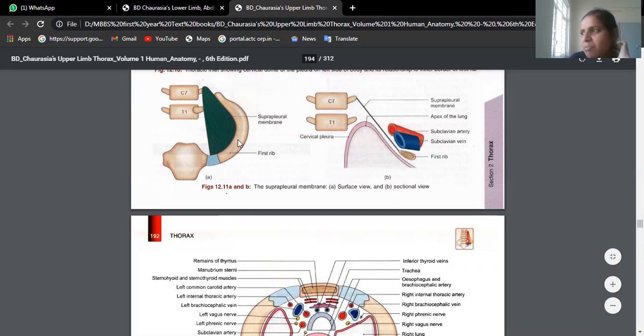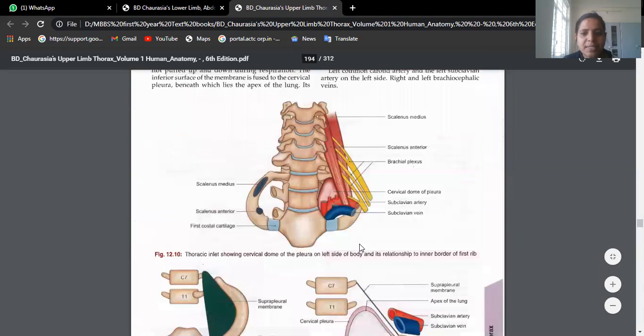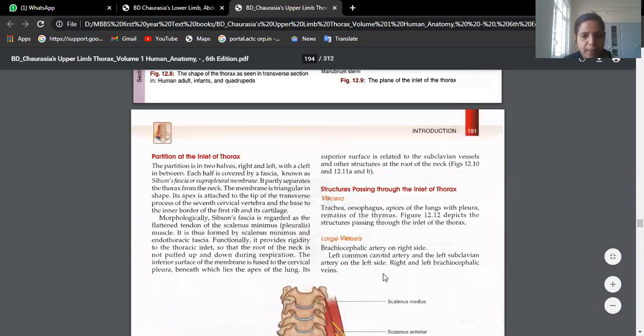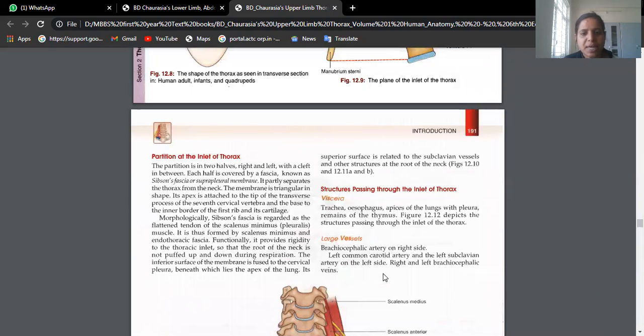It is formed by the flattening of a tendon in the neck. We have a muscle called scalenus minimus. The tendon of scalenus minimus flattens to form the suprapleural membrane, also called Simpson's fascia. SIB, SON, you can see here, Simpson's fascia, also called suprapleural membrane.